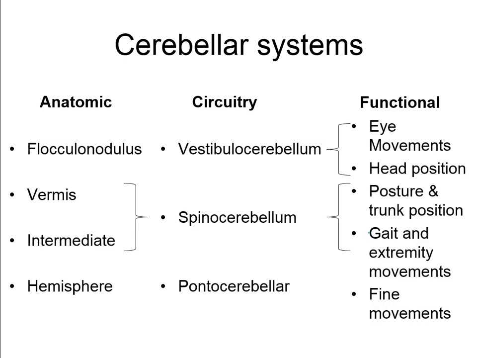Now, clearly, head position, trunk position, posture are linked. So these share bits of information back and forth, and they will have some of the same targets. If they're going to have the same targets, where are you going to basically see ascending outputs?